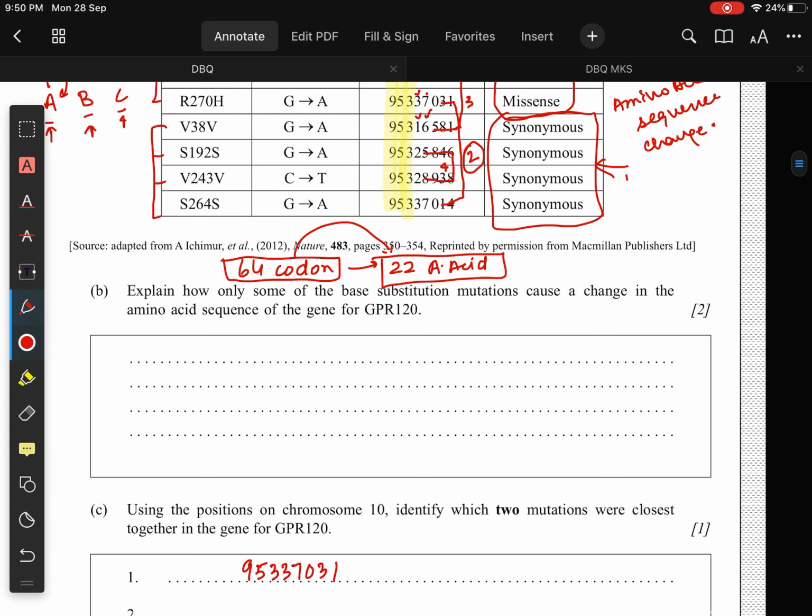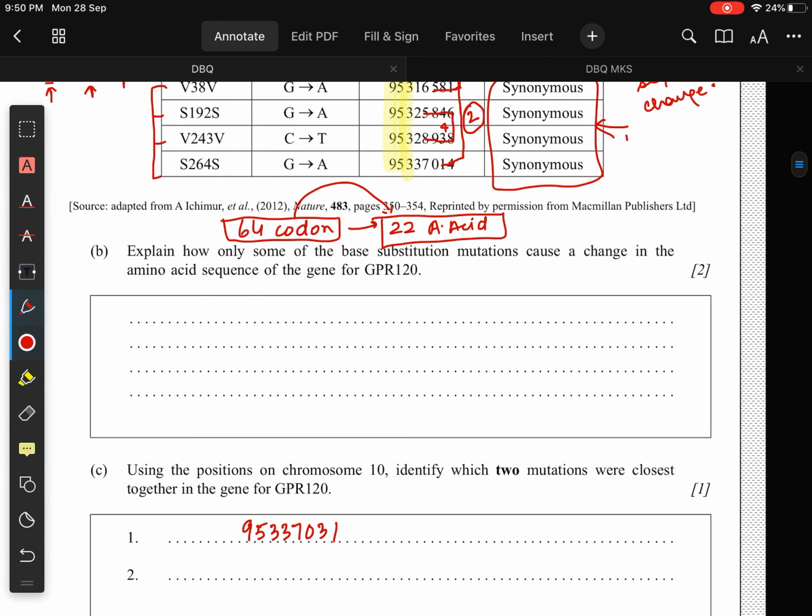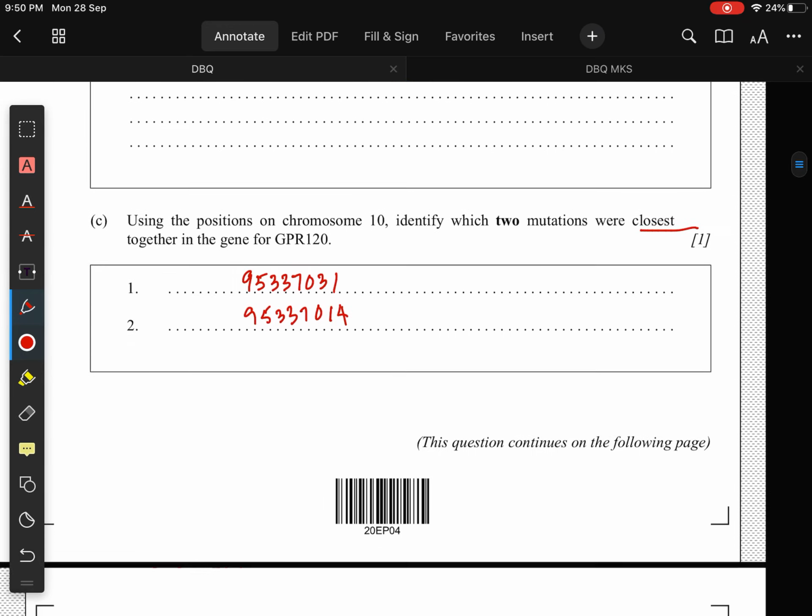And the second one is 9, 5, 3, 3, 7, 0, 1, 4. So these are the closest together.